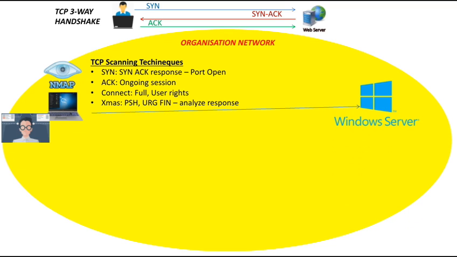Now the fourth type of scanning technique is the Christmas scan, and in this Christmas scan the penetration tester would craft a TCP segment with 3 flags set. Because there are multiple flags set in a TCP segment, it looks like a Christmas tree. Once the server provides the response to the client or the penetration tester, the penetration tester would analyze the response in order to get information about the service running on the system.